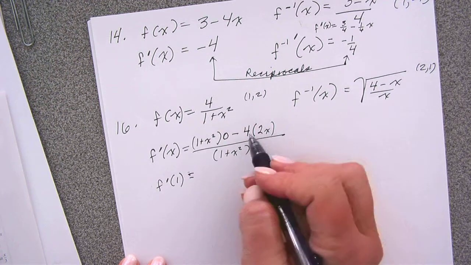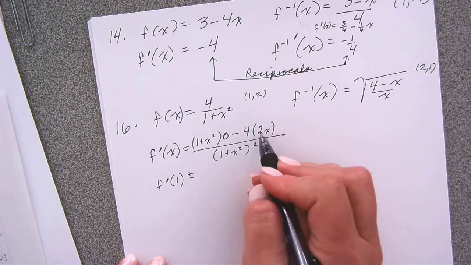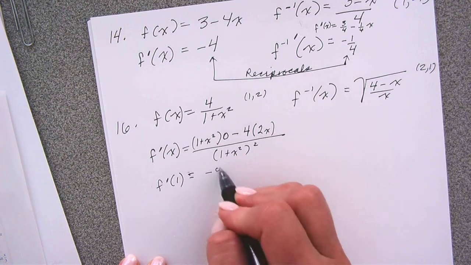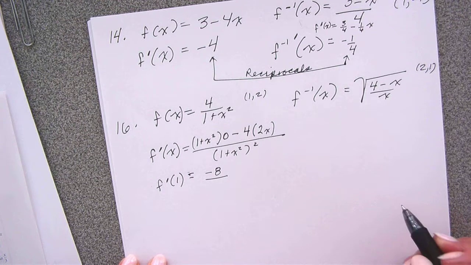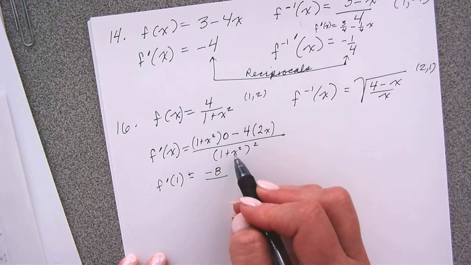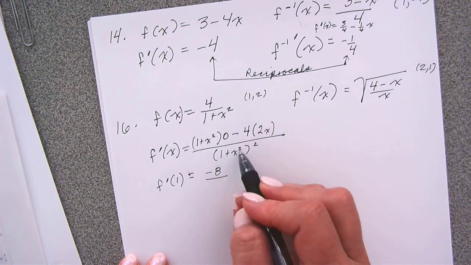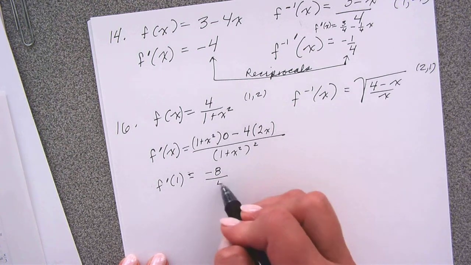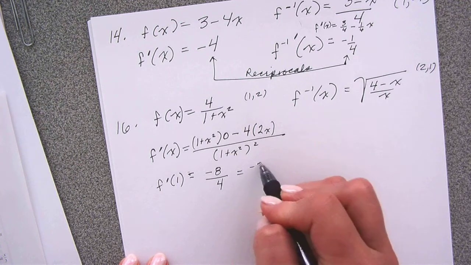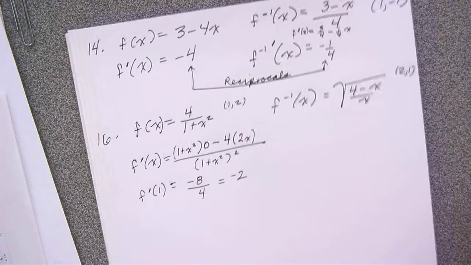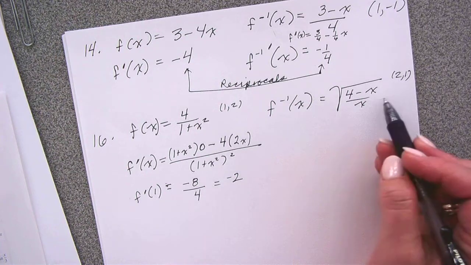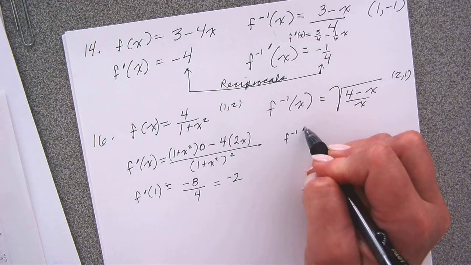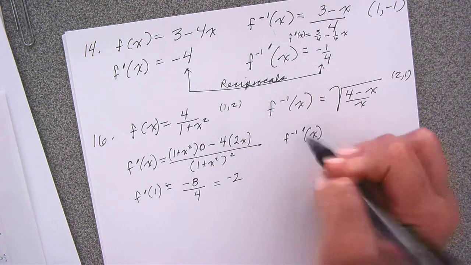So we get negative 4 times 2 times 1, so that's going to be negative 8 in the numerator, and then in the denominator 1 plus 1 squared, so 1 plus 1 is 2, and then squared is 4, so negative 2. And then take the derivative of this, so f inverse prime of x.